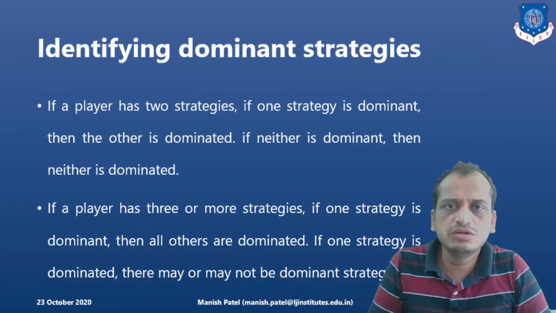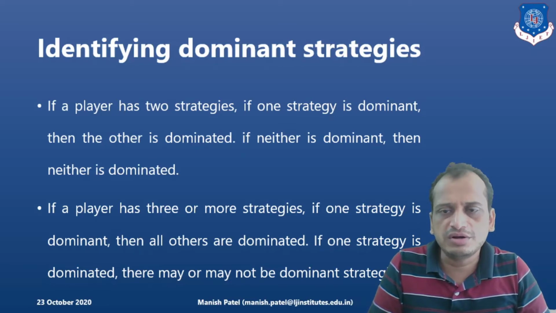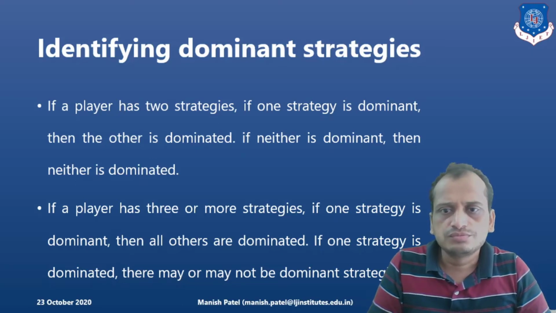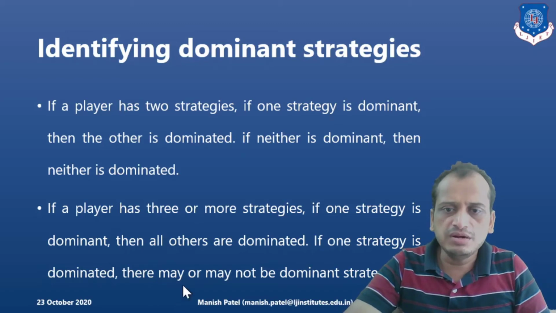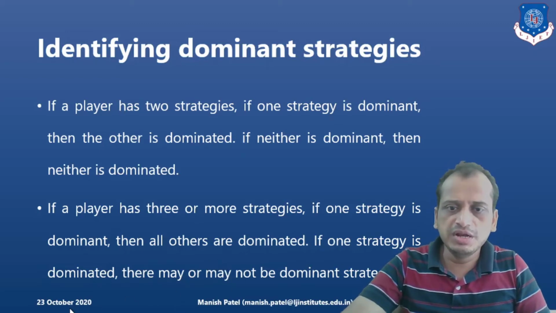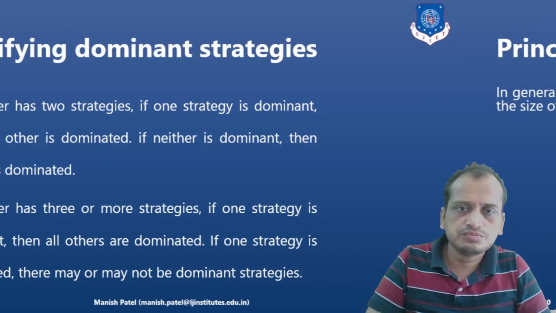How do you find the dominant strategies? Now let's say, for example, if a player has two strategies. If one is the dominant strategy, then the other is dominated in contrast, right? If neither is dominant, then neither is dominated. Clear? If three or more strategies are there, and if one is dominant, then the other two are dominated. And if one is dominated, there may or may not be dominant strategies.